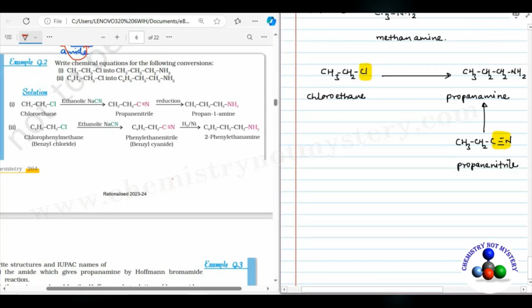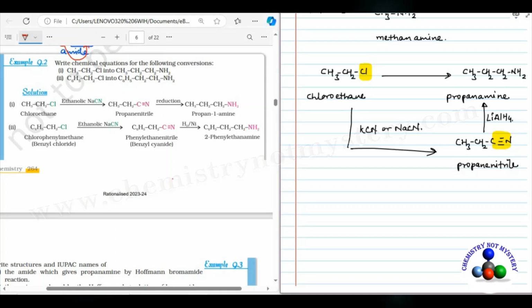So here, if we use KCN or NaCN, you can get propane nitrile, and this propane nitrile can be reduced into propanamine by using LiAlH4.